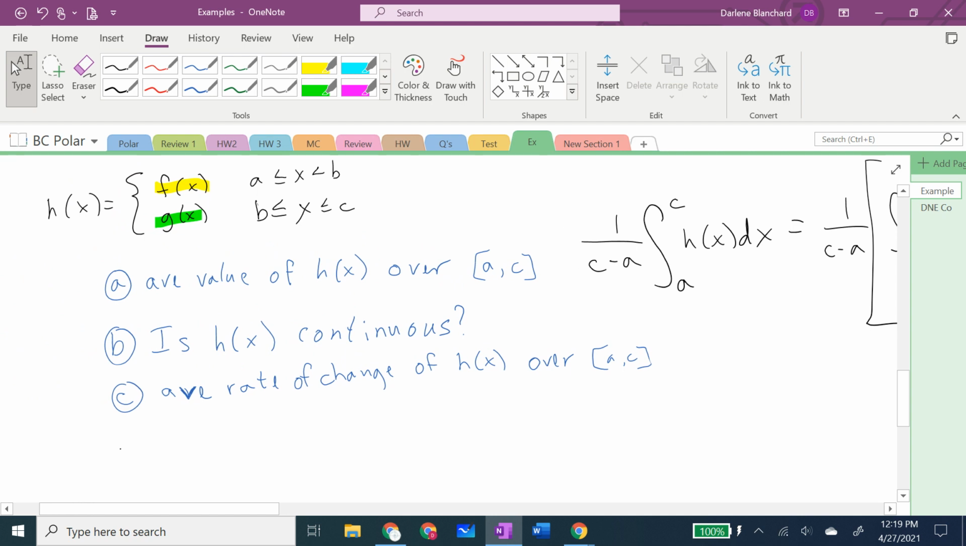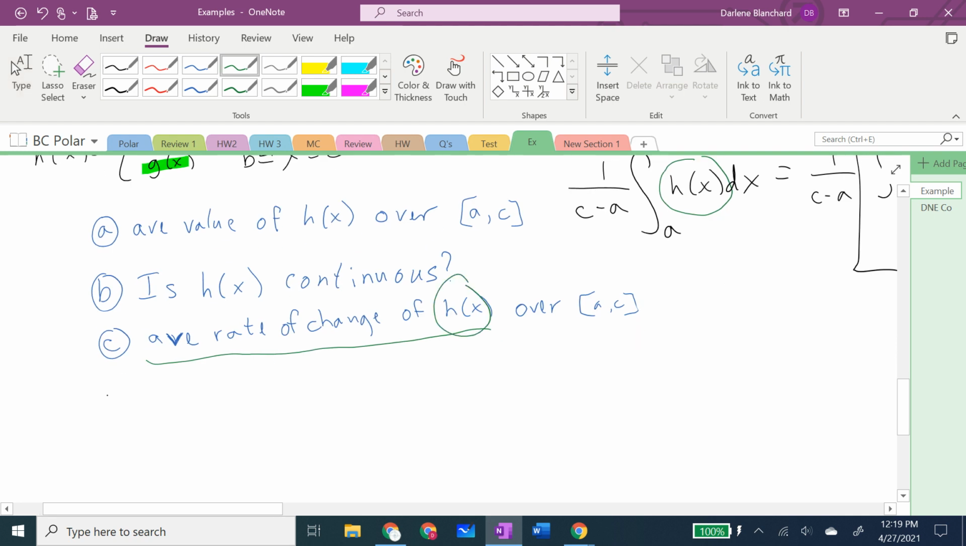Now let me skip over to what if they ask you for the average rate of change of h. When the word average shows up, it's one of two things. Average value of a known function: integrate, divide by interval length. Average rate of change of a function is the slope formula. So that means h of c minus h of a over c minus a.